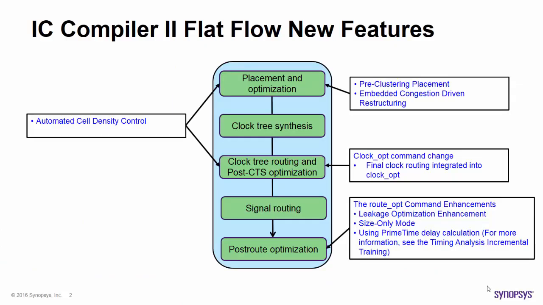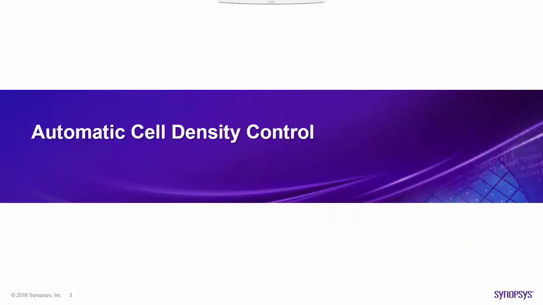This slide shows all the newly introduced features supported in release K 2015.06 and onwards. So please take a moment to go through all of them. It has all the features for each module, starting from placement optimization till the post route optimization. Let's move on to the first feature, that is automatic cell density control.